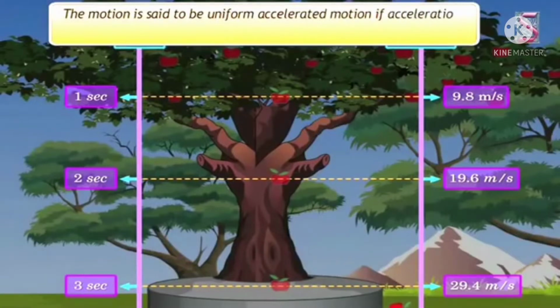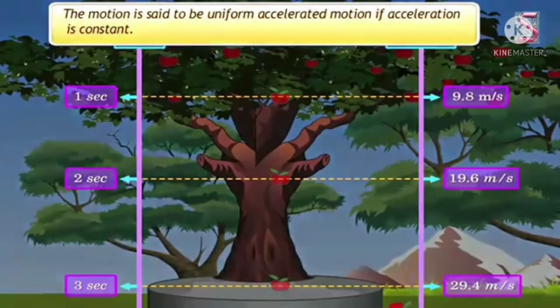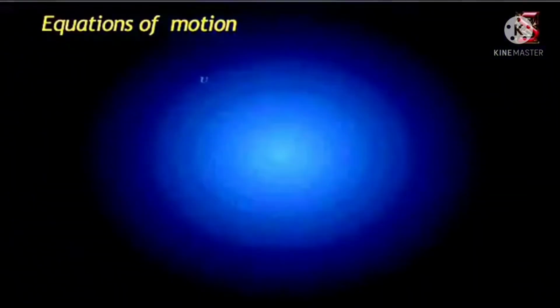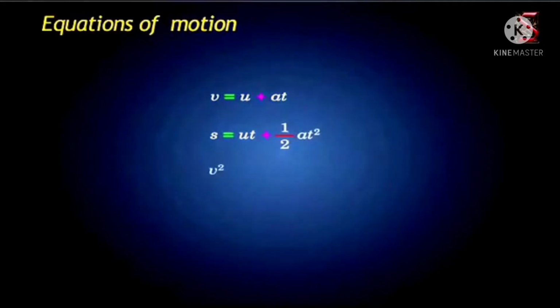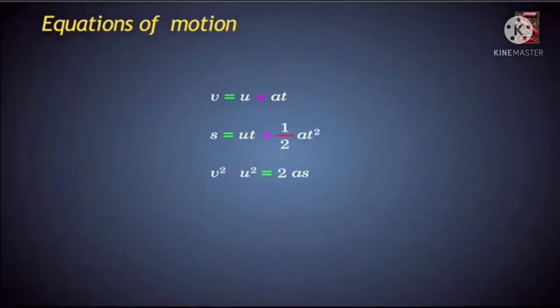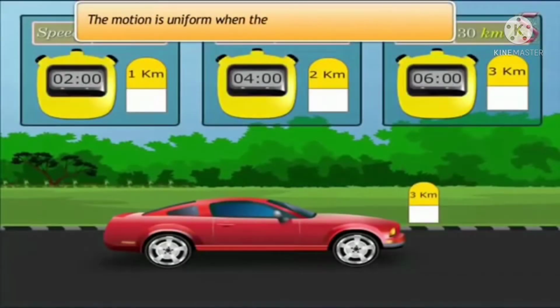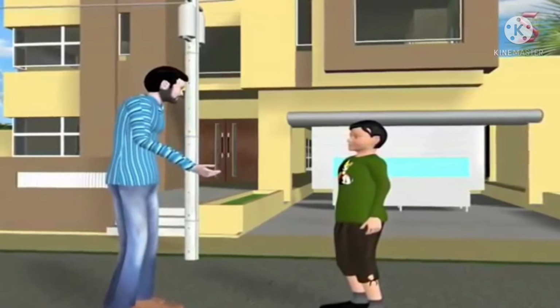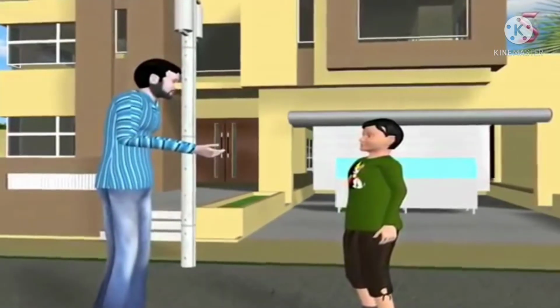Now my dear children, the motion is said to be uniform motion when the velocity is constant. Some equations of motion we will see, children. I am showing you here: v equal to u plus at, s equal to ut plus half at square, v square minus u square equal to 2as. What are these actually? These are the equations of motion. These are useful in solving problems, my dear children. Meanwhile, you just know the equations.